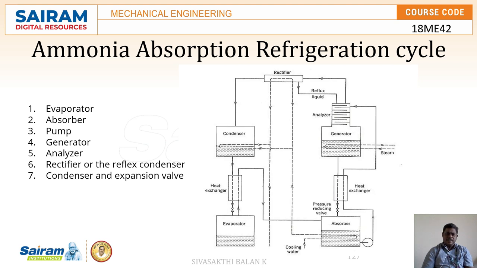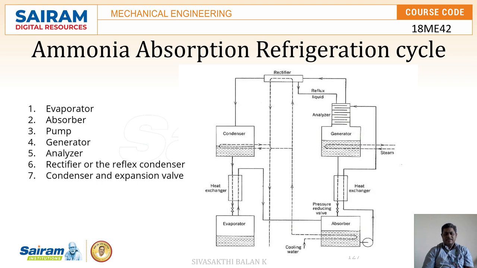This is the schematic diagram of the ammonia absorption refrigeration cycle. The parts involved in this type of refrigeration cycle are the following. First one is the evaporator, and it has absorber, pump, generator, analyzer, rectifier or the reflux condenser, and finally we need to have a condenser and expansion valve.